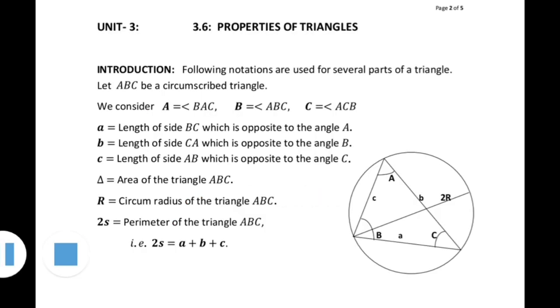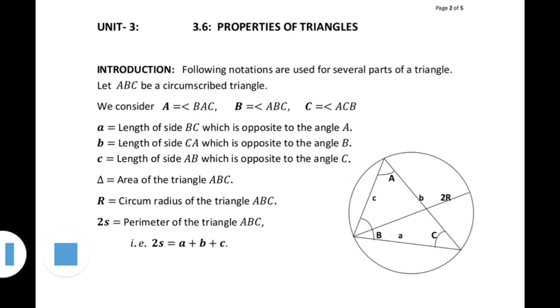So, let us consider ABC be a circumscribed triangle. We consider capital A equals to angle BAC, capital B equals to angle ABC, capital C equals to angle ACB. Small a equals to length of the side BC, which is opposite to the angle A. Small b equals to length of the side CA, which is opposite to the angle B, which are all in the figure in the right hand side. Small c equals to length of the side AB, which is opposite to the angle C.